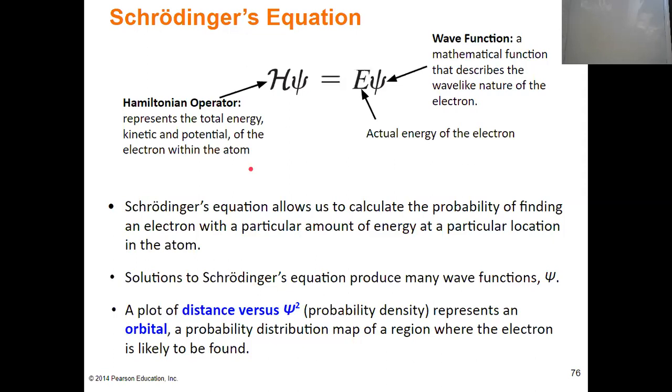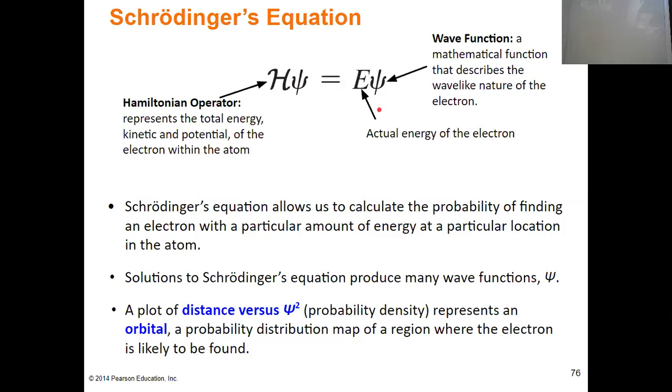If we break down the parts of this equation, we have this value here, which is called the Hamiltonian operator. That's going to be the total energy of the electron within the atom, all of the energy, the kinetic energy plus the potential energy. E will be the actual energy of the electron. And then this little trident guy represents the wave function, right? That's the representation of the wave-like nature of the electron.